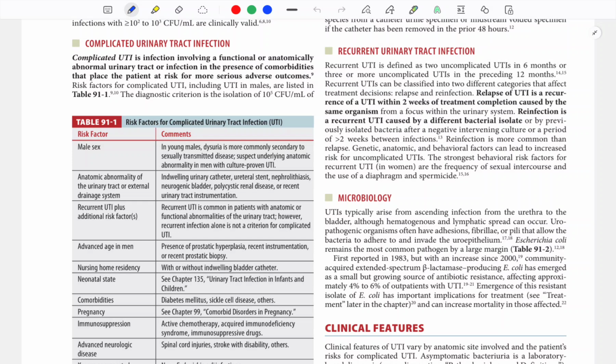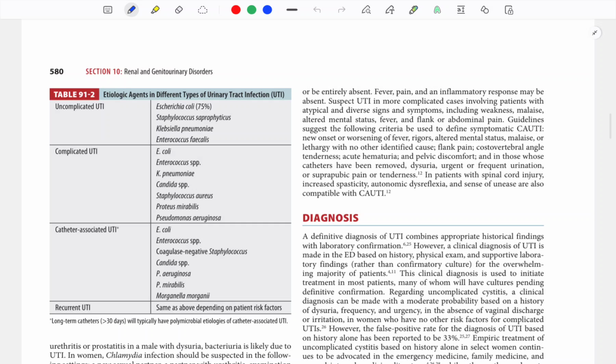What is urethritis? In males, dysuria with a urethral discharge indicates urethritis. What are the etiologies and different types of UTI? Uncomplicated UTI is E. coli. Basically any UTI is most commonly caused by E. coli.